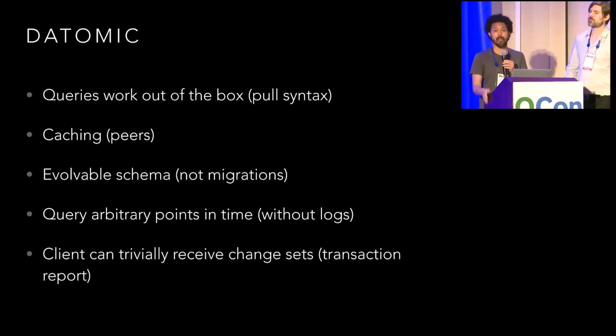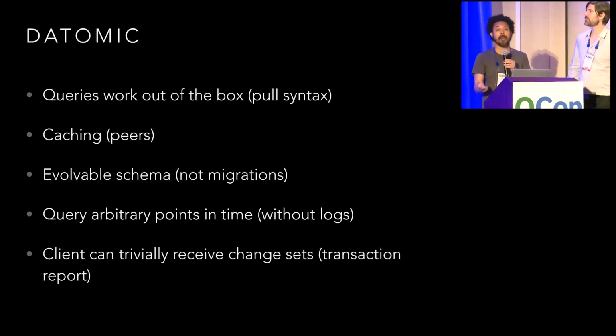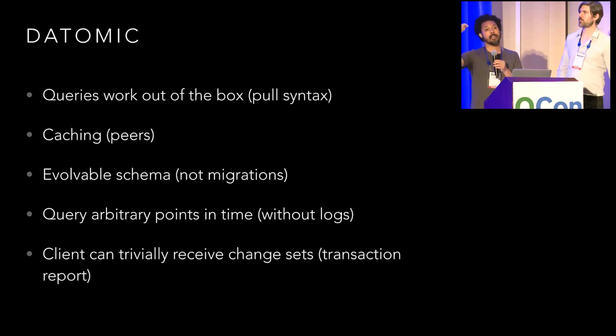Datomic has really cool stuff where you can query arbitrary points in time. If you need to show your client the exact same UI view that they saw last week for some reason, with Datomic you just get this for free. It's just a property of the system. And clients can also trivially receive change sets, which is huge for any rich client application that has any collaborative element, where there's other operations from other users. You can be at time T50, and then time progresses to T100. You can just ask the database, give me every delta for this user in this time span. And it's just out of the box.